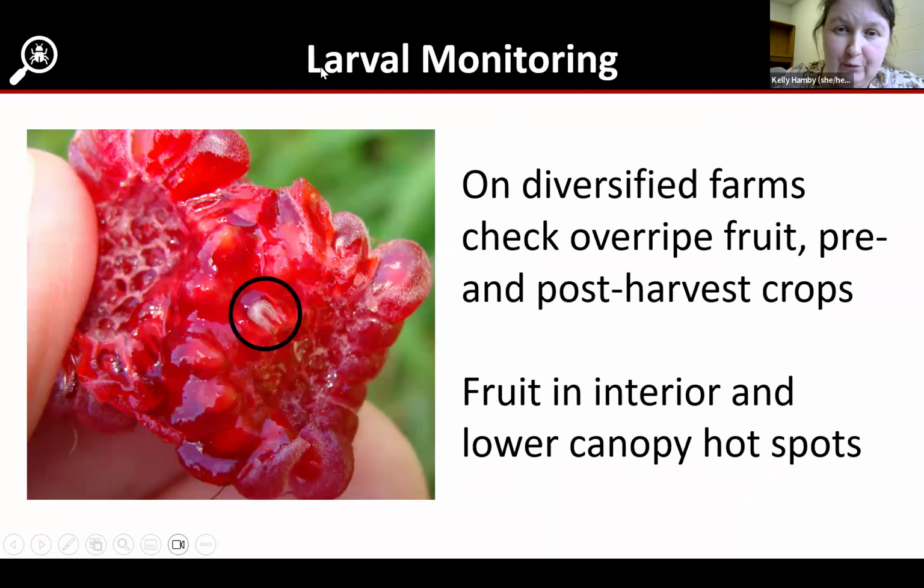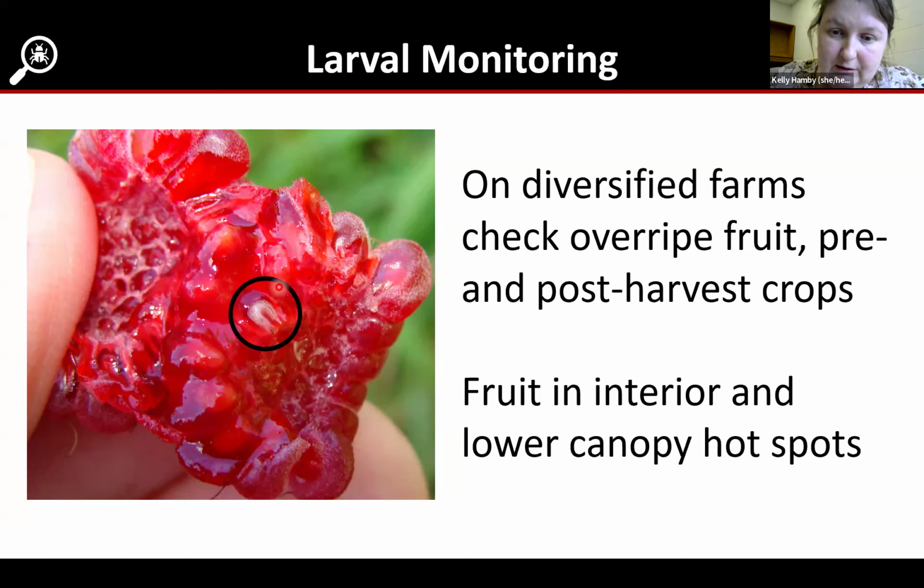For larval monitoring, looking for whether you have spotted wing Drosophila activity on your farm, it helps, especially on diversified farms, to check overripe fruit and pre- and post-harvest crops, not the crops that you're actively managing, because they tend to be there in higher numbers and easier to detect first, because they might be things that you've forgotten about. So if you have a little bit of floricanes in your primocane raspberries, for example, that would be a good spot to check. And then you also want to look for fruit in the interior and the lower canopy. Those tend to be hot spots. They prefer them because they're darker and cooler to lay their eggs. So that's a good place.